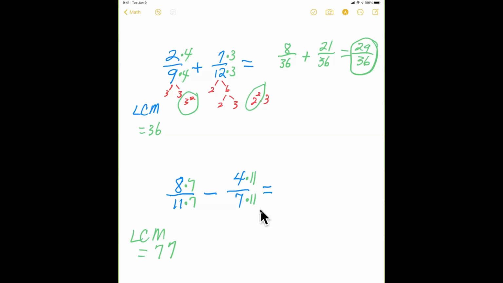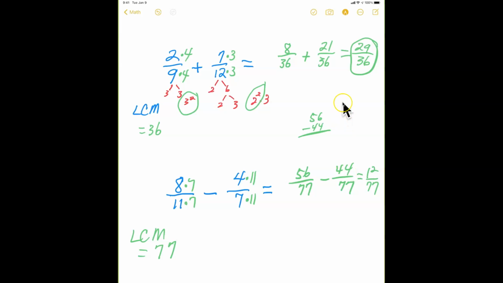11. So we're multiplying the numerator and denominator by the same numbers, and we're going to rewrite this expression over here in an equivalent expression. 8 times 7 is 56. 11 times 7 is 77. And we're subtracting 4 times 11, which is 44, over 7 times 11, which is 77. So we have 56 of these, and we're taking away 44. What do we have left? 12, right? 12 77ths.